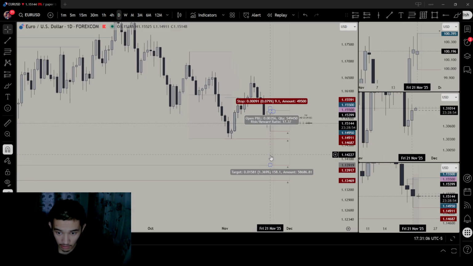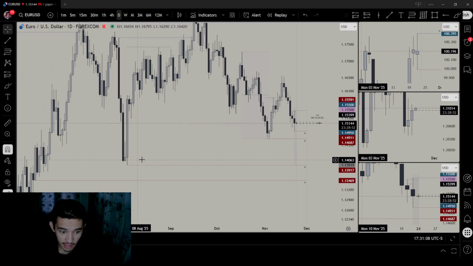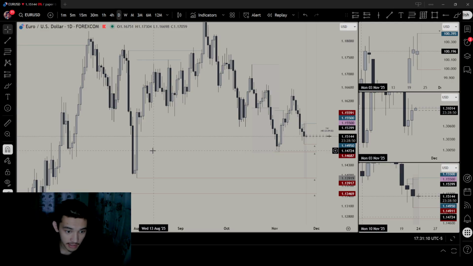I feel like the market's going to go down lower without any retracements before hitting the target. It's because of this specific reasoning, right? Let me go and show you guys why.